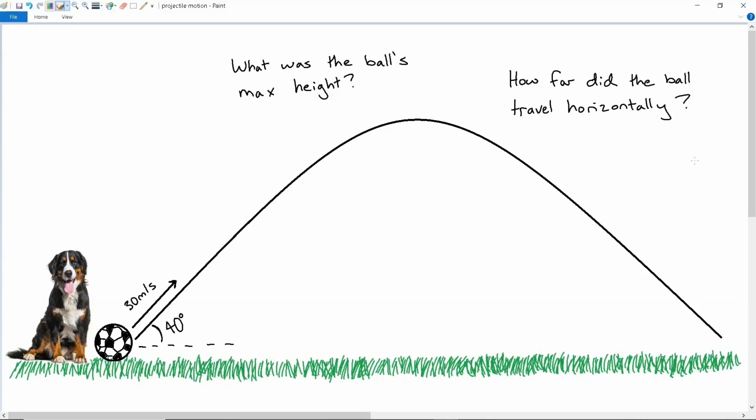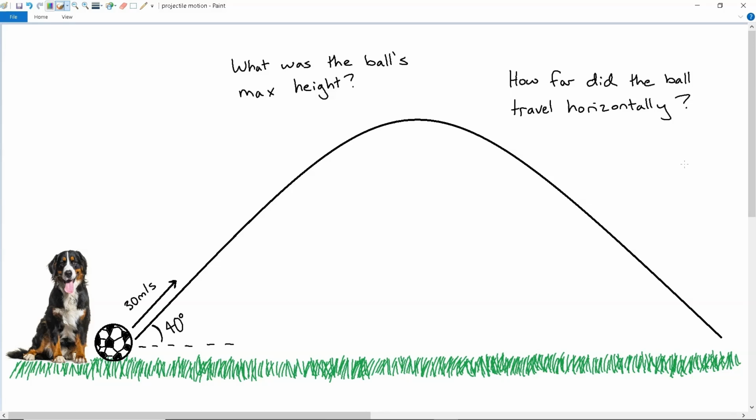Today's video is going to be all about projectile motion. So we're going to be going through a couple different scenarios involving motion, and we are going to try and solve for specific information in each scenario.